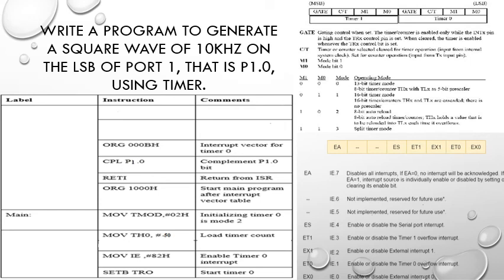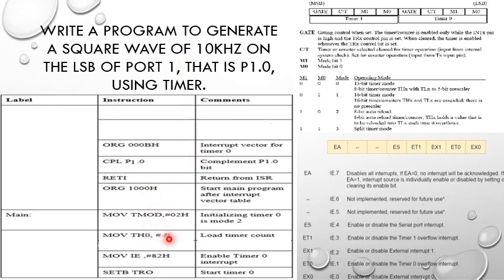This 1 and 0 must follow for a particular time duration that is mentioned as 10 kHz. So to generate a square wave of 10 kHz, the port pin is toggled after every 1 by 2 into 10,000 seconds. This time is calculated to be 50 microseconds. So the counter is loaded with a count value of 50 to generate a delay of 50 microseconds.